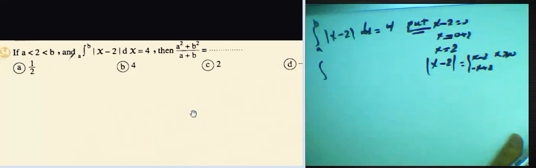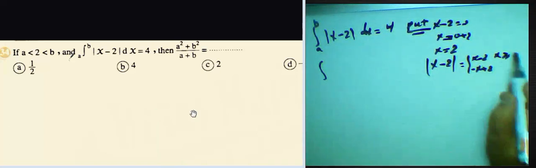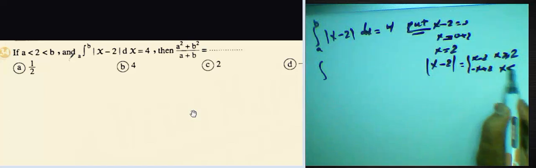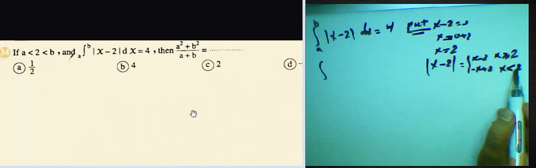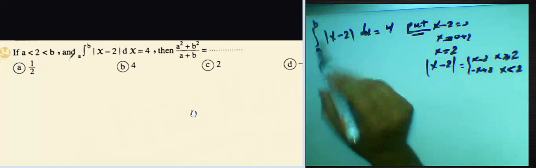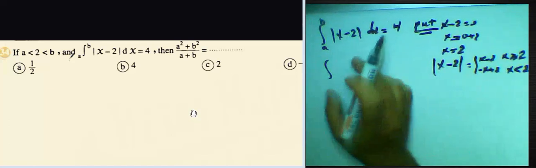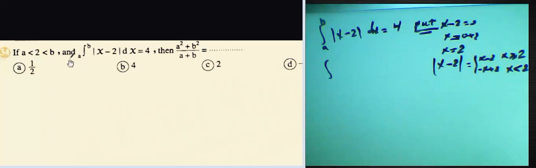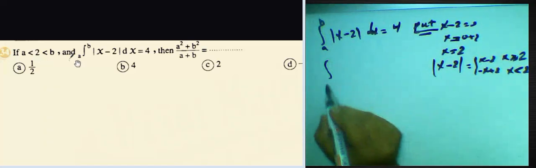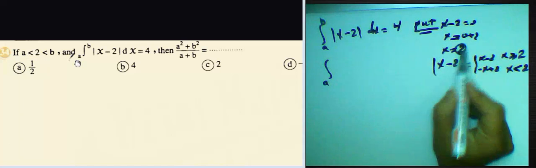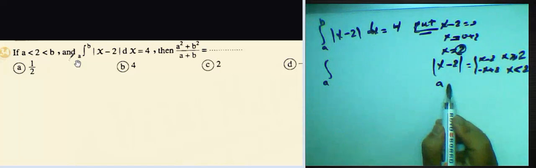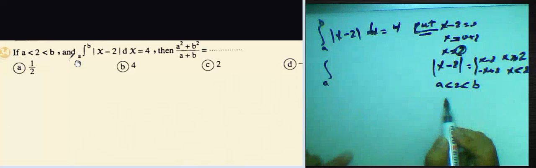It is x minus 2 when x is greater than or equal to 2, or negative x plus 2 when x is less than 2. Okay, this interval is from a to b, where a is less than 2 and 2 is less than b. So we can write from a to what? 2, because he tells us a is less than 2 less than b.